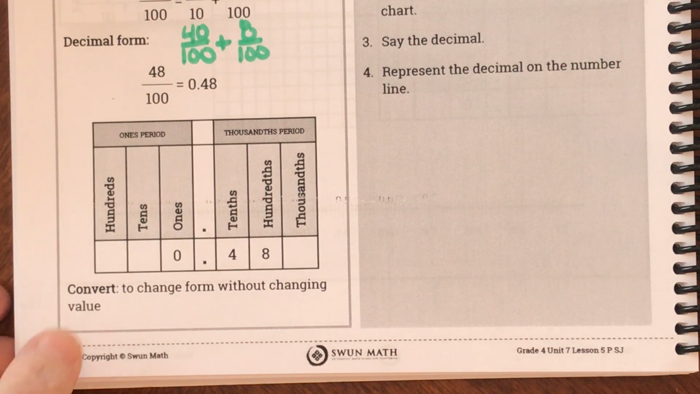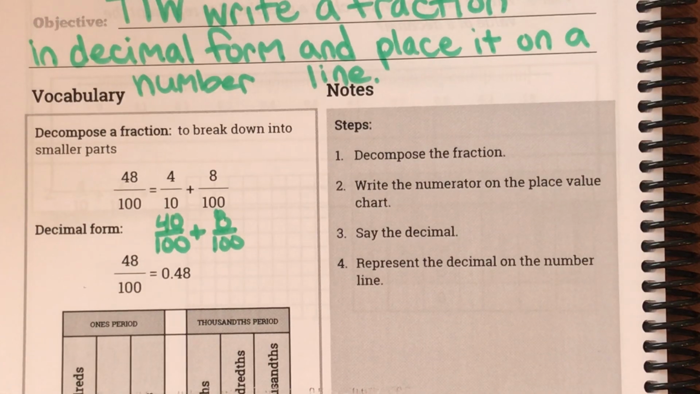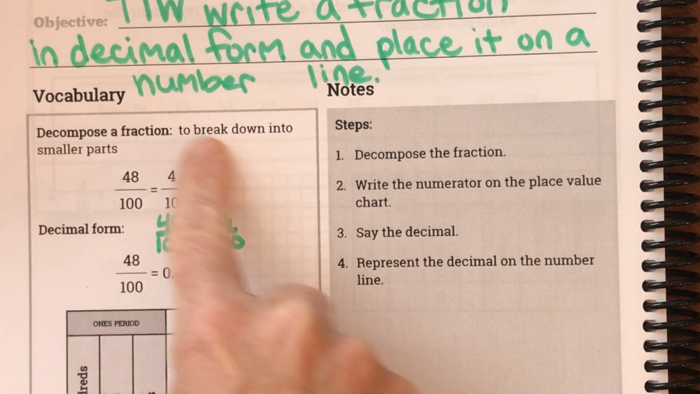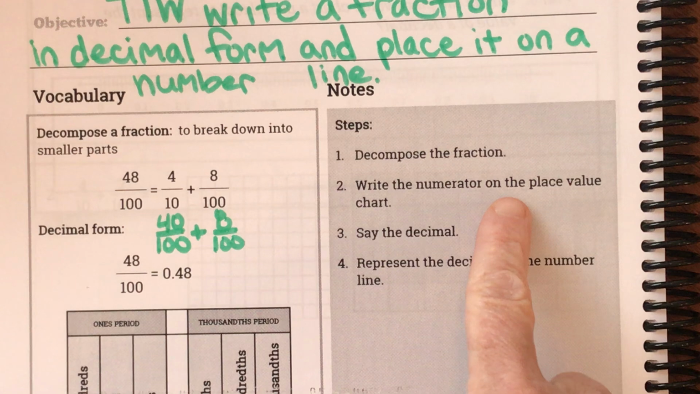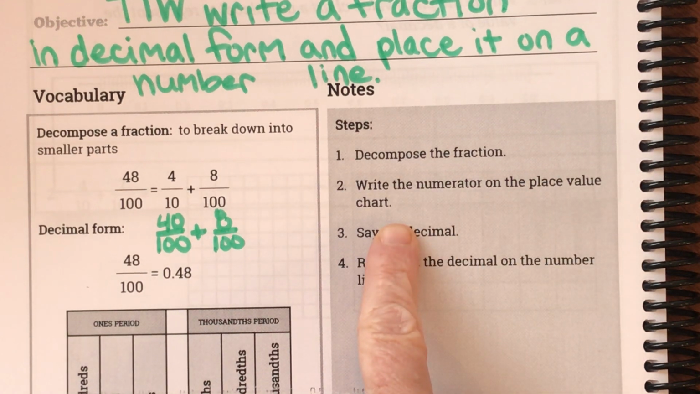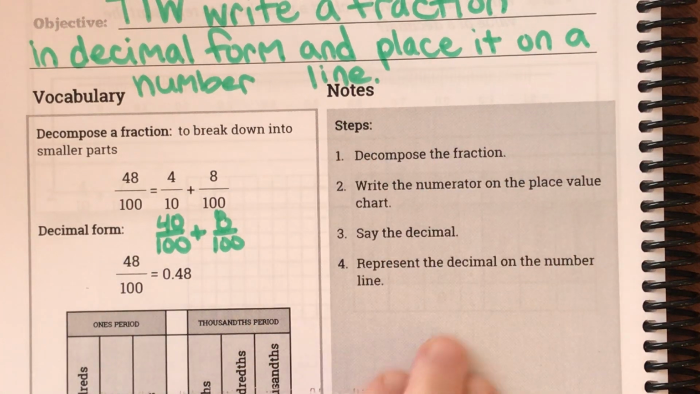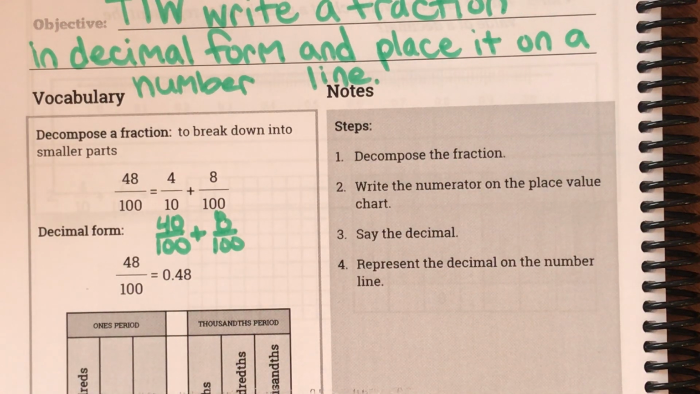Okay, so our steps today I'm going to follow pretty closely. They say we're going to decompose the fraction. That means we're going to do this to it. Write the numerator on the place value chart. And the reason we write the numerator is that's the part that we say. Say the decimal and then represent the decimal on the number line. So as I'm working, boys and girls, you probably want to follow these steps and see what I'm doing.